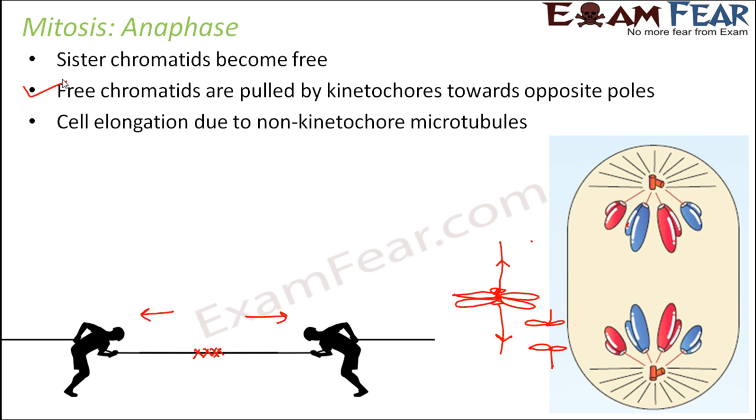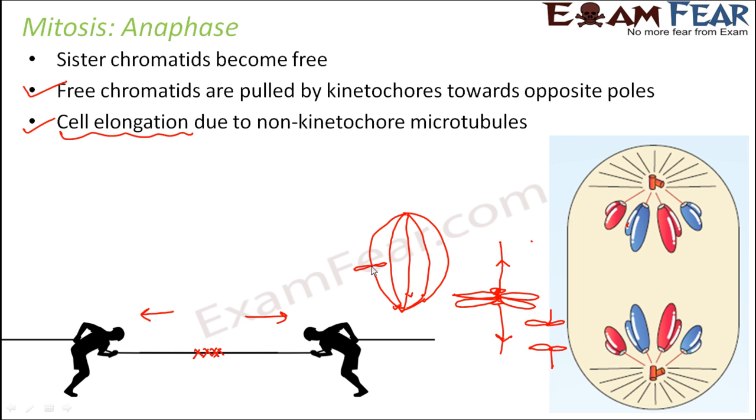What else happens here? The cell elongates. How does the cell elongate? Now while I was talking about the spindle fibers, I missed telling you one thing. There are two types of spindle fibers that are formed. When the spindle formation takes place, some of the spindle fibers are not attached to any of the kinetochores. Let us suppose this is how the spindle fiber is formed. Just for example, I am telling you.